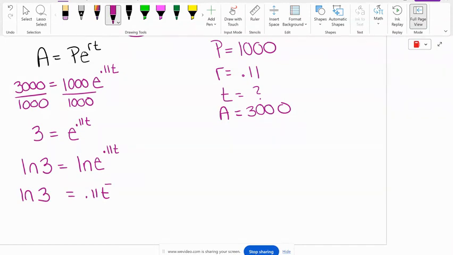So now we need to solve for t. So I will divide by 0.11. And in your calculators, you should now do ln 3 division sign 0.11. Tell me what you get to 3 decimal places.